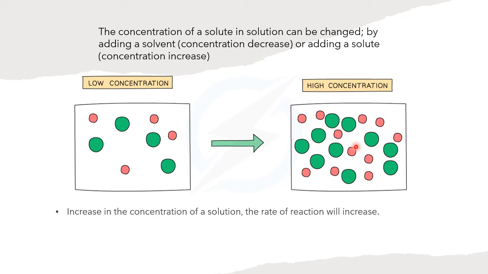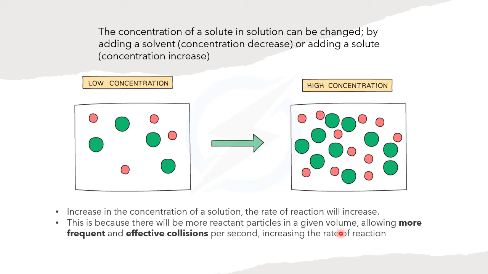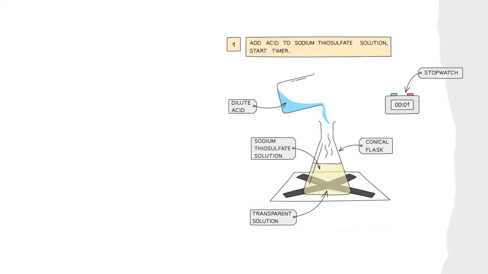Increase in the concentration of a solution, the rate of reaction will increase. This is because there will be more reactant particles in a given volume, allowing more frequent and effective collisions per second. Therefore, it will increase the rate of reaction. Okay, this is the reaction which relates to the effect of concentration.